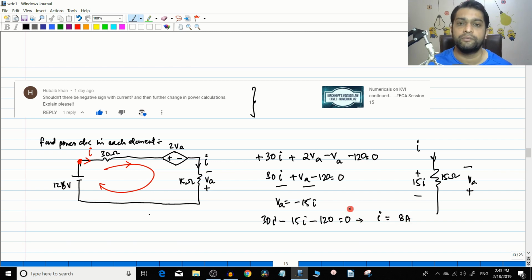I have got the value to be 8 amperes. So to find the power absorbed, what do you do? You take the first element here, and the current value you can take as it is. Don't change the current value or the current direction. So this is I, which is equal to 8 amperes.